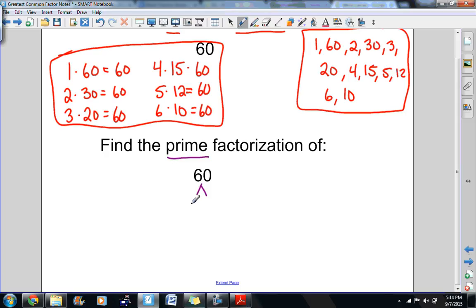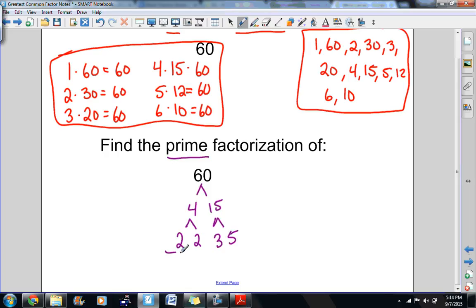When you're making a tree, I highly recommend picking the lowest possible numbers to start with, but you don't have to. So I'm going to show you that you can pick any number. So I'm going to do 4 and 15. 4 can break down into 2 and 2. 15 breaks down into 3 and 5.